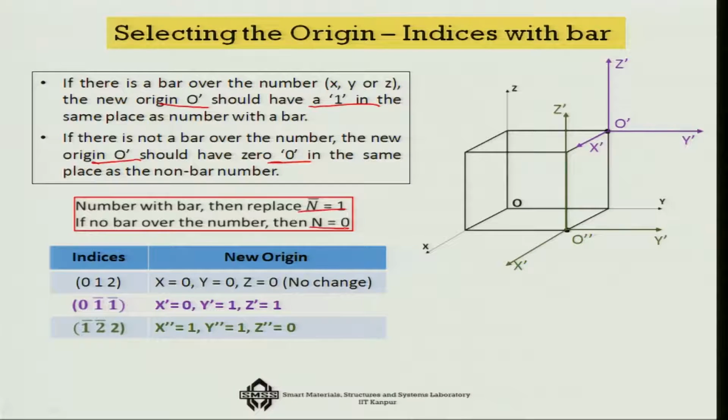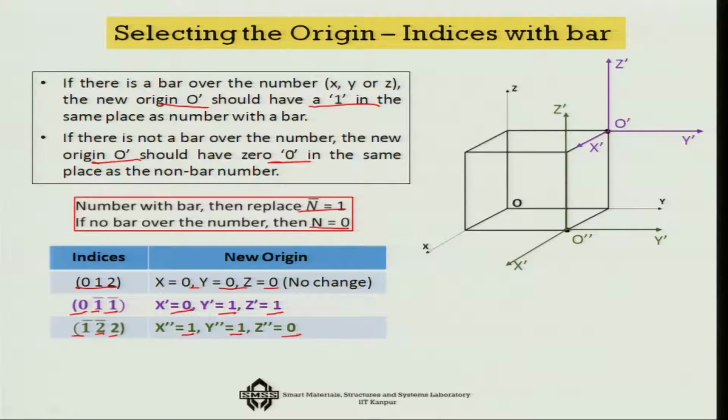If there is no bar, then replace it by 0. Some examples: suppose you have 0, 1 and 2. Now, there is no bar, that means the new origin can be 0, 0, 0. Suppose you have the indices 0, 1 bar, 1 bar, then the origin will become 0, 1 and 1, because all the bars are substituted as 1 and 1. For 1 bar, 2 bar, 2, that means 1 bar is 1, 2 bar is 1 and 2 is 0. Thus, we can select the origin.